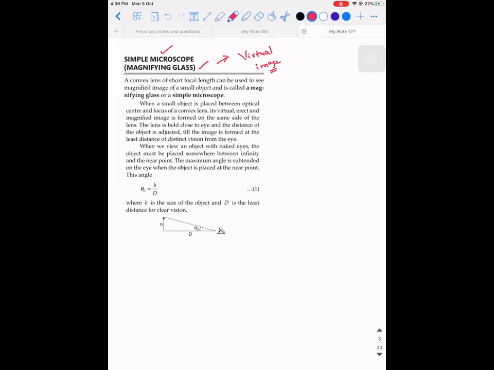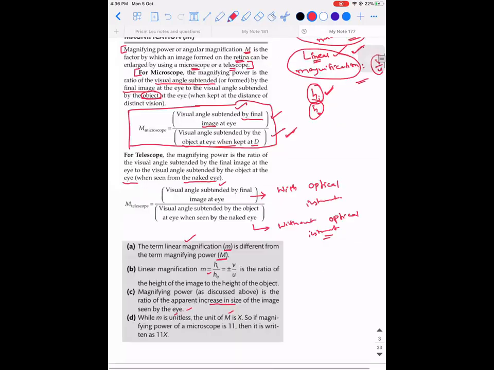Suppose. So what did I say is the objective of us? The objective is to calculate the magnifying power. So for us to calculate magnifying power, what are all the quantities that we need? We need to understand what is the angle subtended by the image at the eye. We also need to understand what is the angle subtended by the object at the eye.